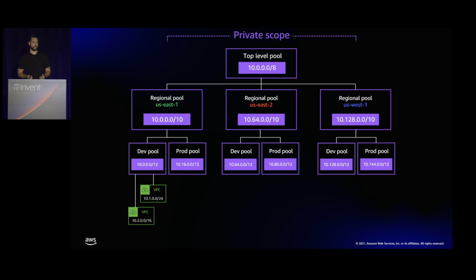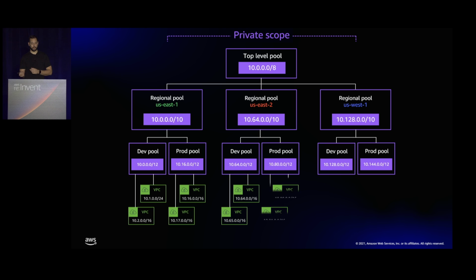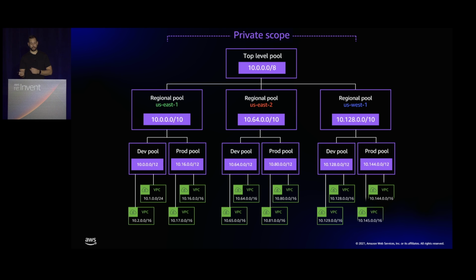Now, each of the VPCs in each of those regions can then pull IPs, or have IPs allocated, from each of those pools, from the dev pool or prod pool. And you'll notice those IP ranges are from each of the pools that they're being allocated from. So pools are basically a hierarchical topology where you're creating a top-level pool and then creating sub-pools from that.